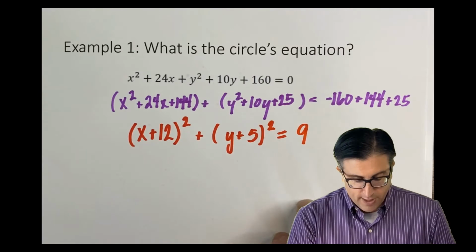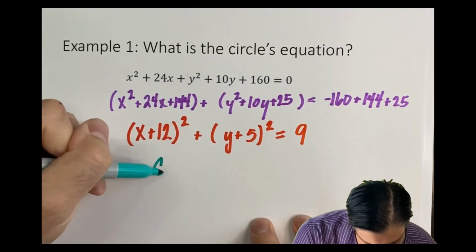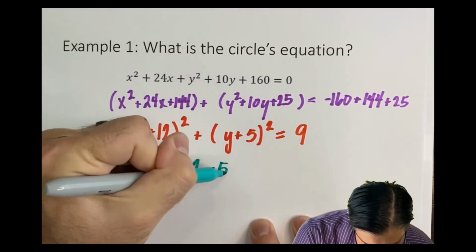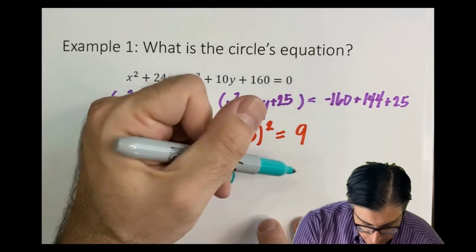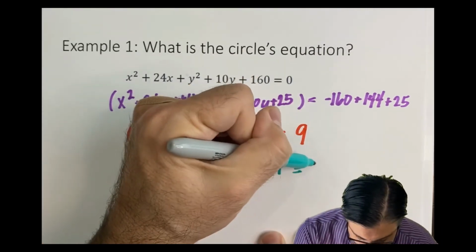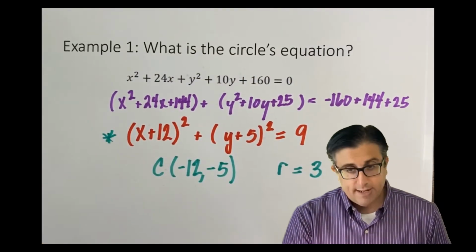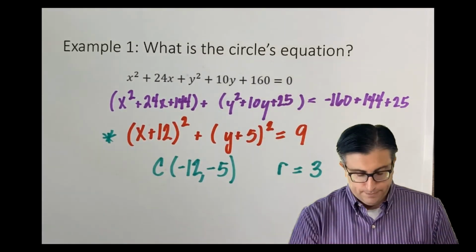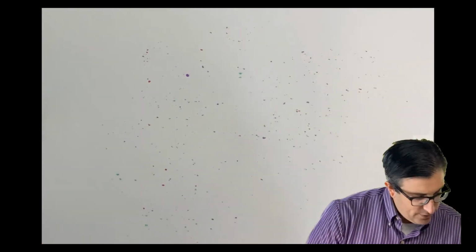That's the equation. Now let's just tell what the center and the radius is. The center would be at negative 12, negative 5, since in the circle formula it's a minus sign, so it's always the opposite. And the radius would be the square root of 9, so the radius is 3. So if you needed the equation, that's right here. And if you needed the facts about the circle, those are right below it. Let's take a look at a second example and see how we do.